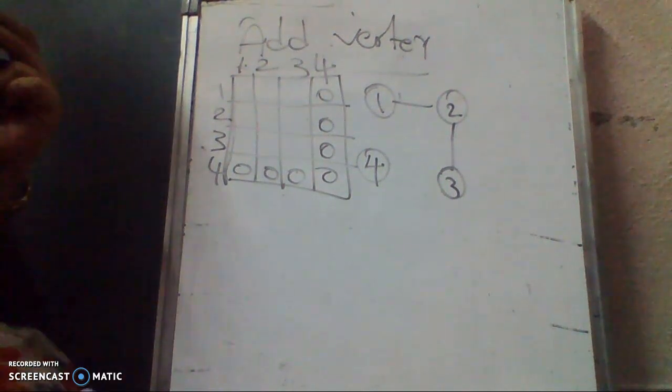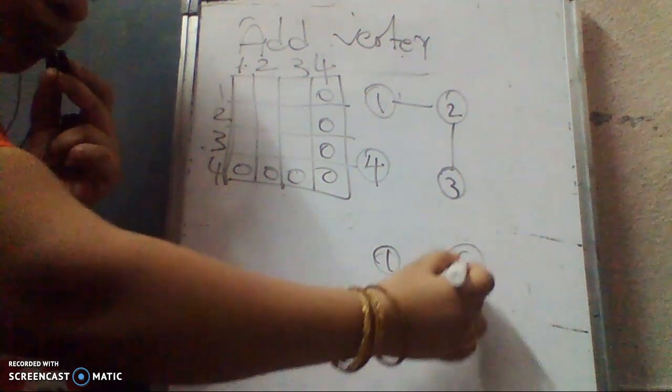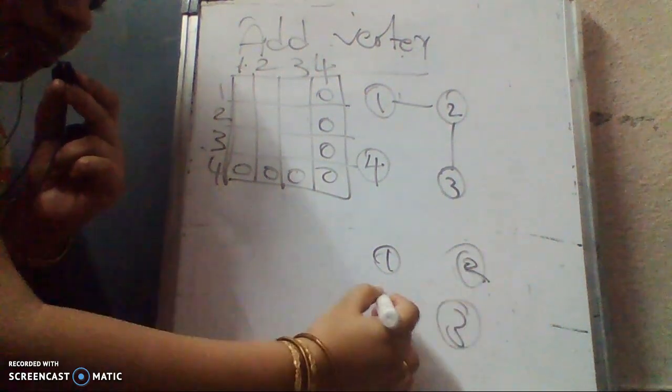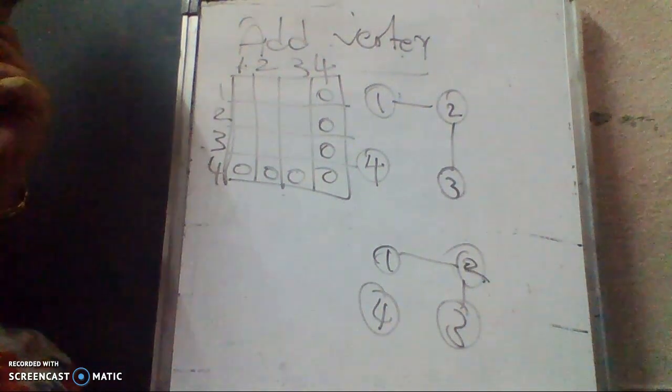So next, adding of the edge. In the same graph we have 1, 2, 3 and 4 as already existing vertices. Now I'm adding an edge.